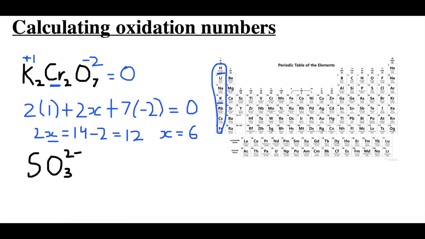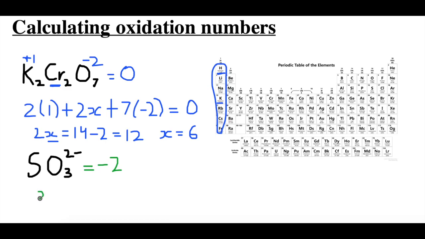Now we will calculate the oxidation number of sulfur in this polyatomic ion. So if you have watched that video, you will know that the sum of the oxidation numbers of all the elements that are present in a polyatomic ion is equal to the charge on that ion, so it will equal -2.